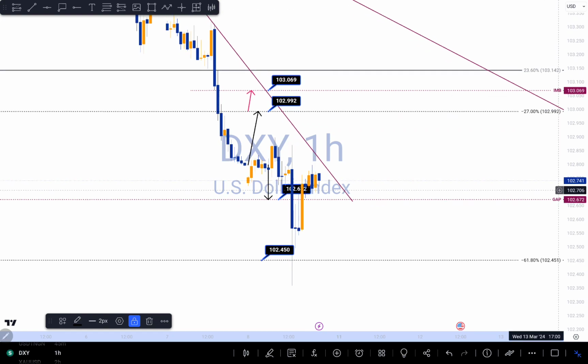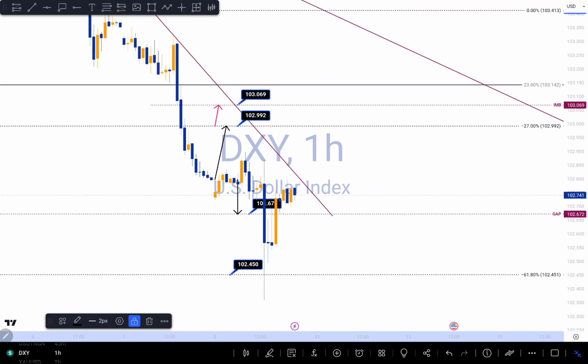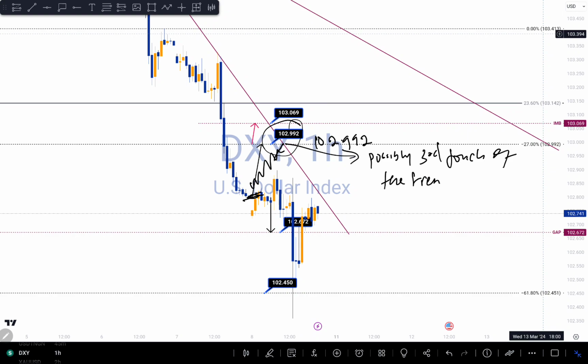If you watched my previous analysis on DXY, I was predicting a push to the downside, but I had different scenarios, right? My first scenario was, we were around this area right here, and I said there's a possibility for the DXY to shoot to the upside to probably 102.992, to that level right here, to give us a possible third touch of the trend line. Then we might start tanking to the downside based on that level right there.